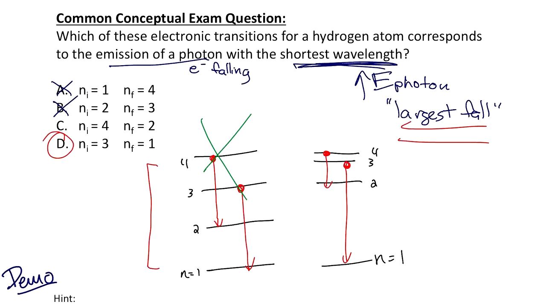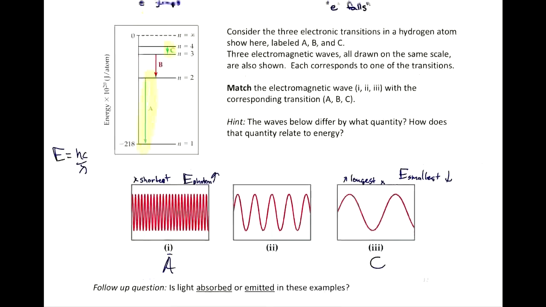What if I said longest wavelength? Big gap, small gap. Longest wavelength. Small gap, because that means small energy. In the end, everything comes back to energy, all right? And so emission versus absorption, different.